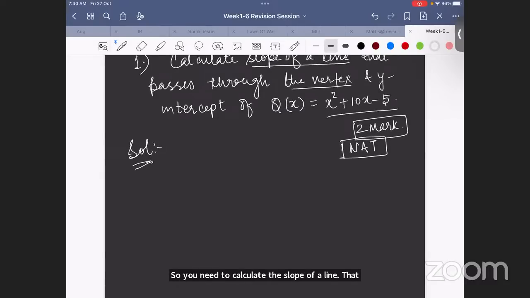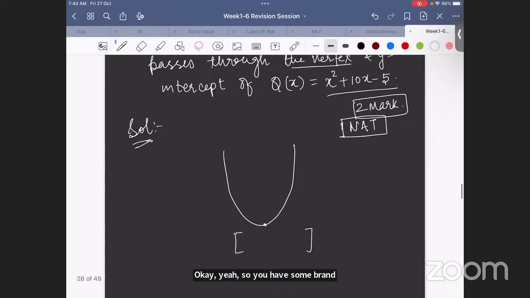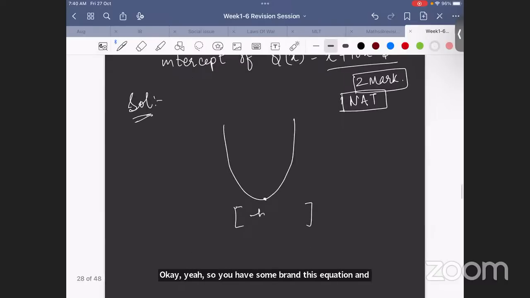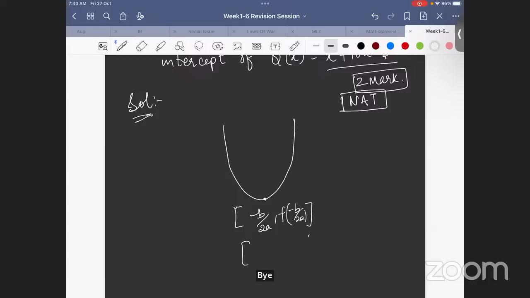x equals minus b by 2a, then putting it in the equation, we got y. So what is the value of the vertex? Minus b by 2a, f of minus b by 2a. What is the value that you are getting? Minus 5 comma minus 30. Minus 5 comma minus 30 you'll be getting. Correct? Yes, sir. So one point you have got.